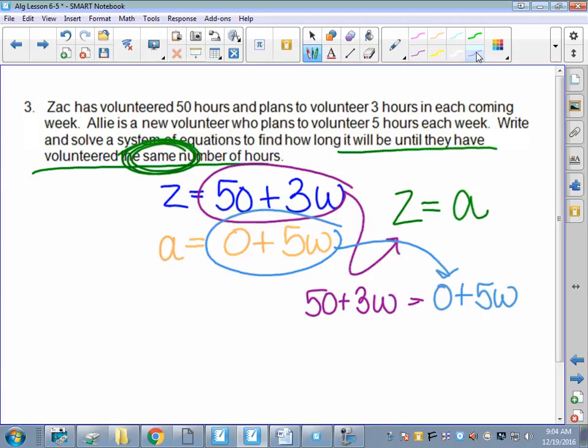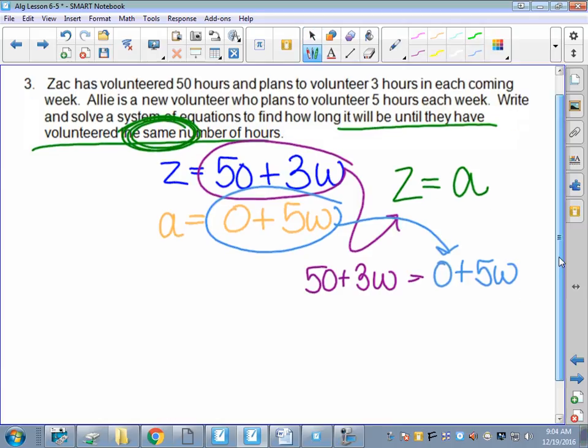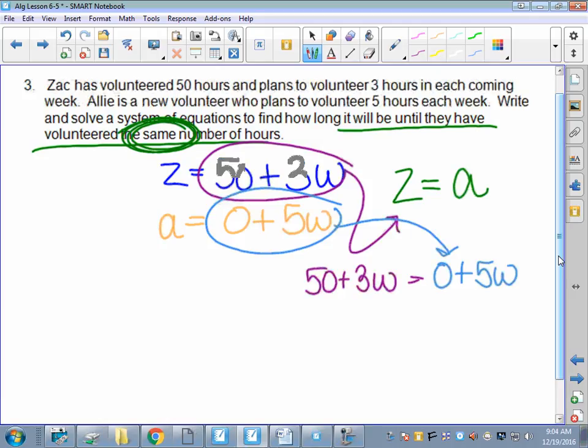So this won't be as hard to solve. It's a little bit different from the other ones, but I wanted to make sure I did an example where it says we want them to be the same. So we take each equation and set them equal to each other, because if they're equal, they're the same. So I'm going to subtract this 3W.